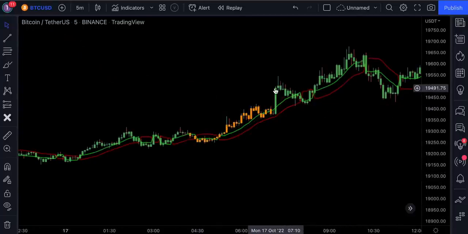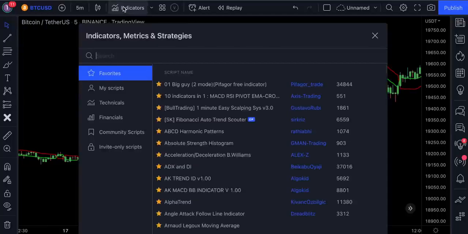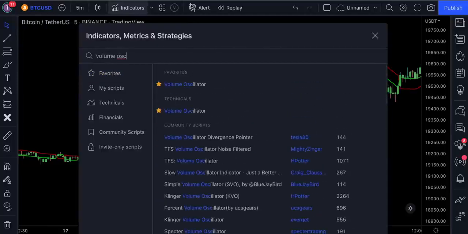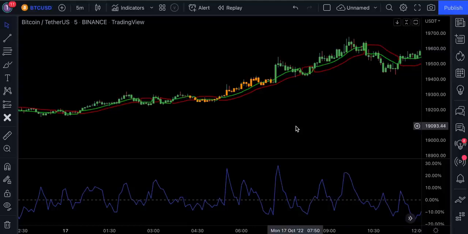Okay, to complete the setup, let's add one more indicator to the chart. We're going to be searching for a volume oscillator. Now let's make some slight changes in the style section.